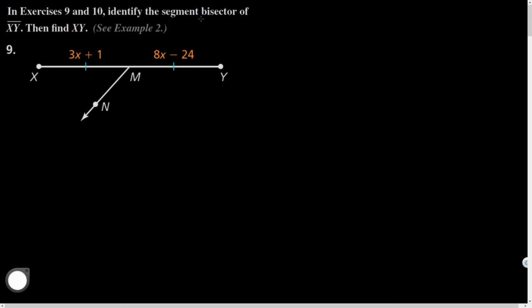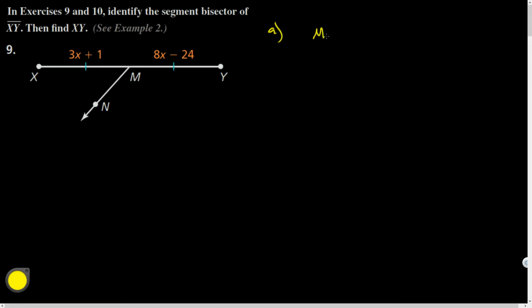It says, identify the segment bisector of segment XY, and then find XY, and this XY is not referring to the picture, the diagram, but a number representing its length, the distance between point X and Y. So first of all, a segment bisector. I'll call that part A of the problem.